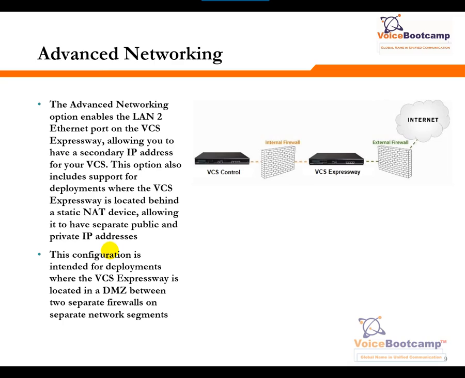Now, advanced networking: when you activate that, it allows two local area networks on the VCS Expressway, LAN 1 and LAN 2. LAN 1 will connect to the internal firewall, LAN 2 will connect to the external firewall. With LAN 2, anytime the traffic is going out in this direction, the VCS Expressway Edge will NAT the traffic with this public interface.